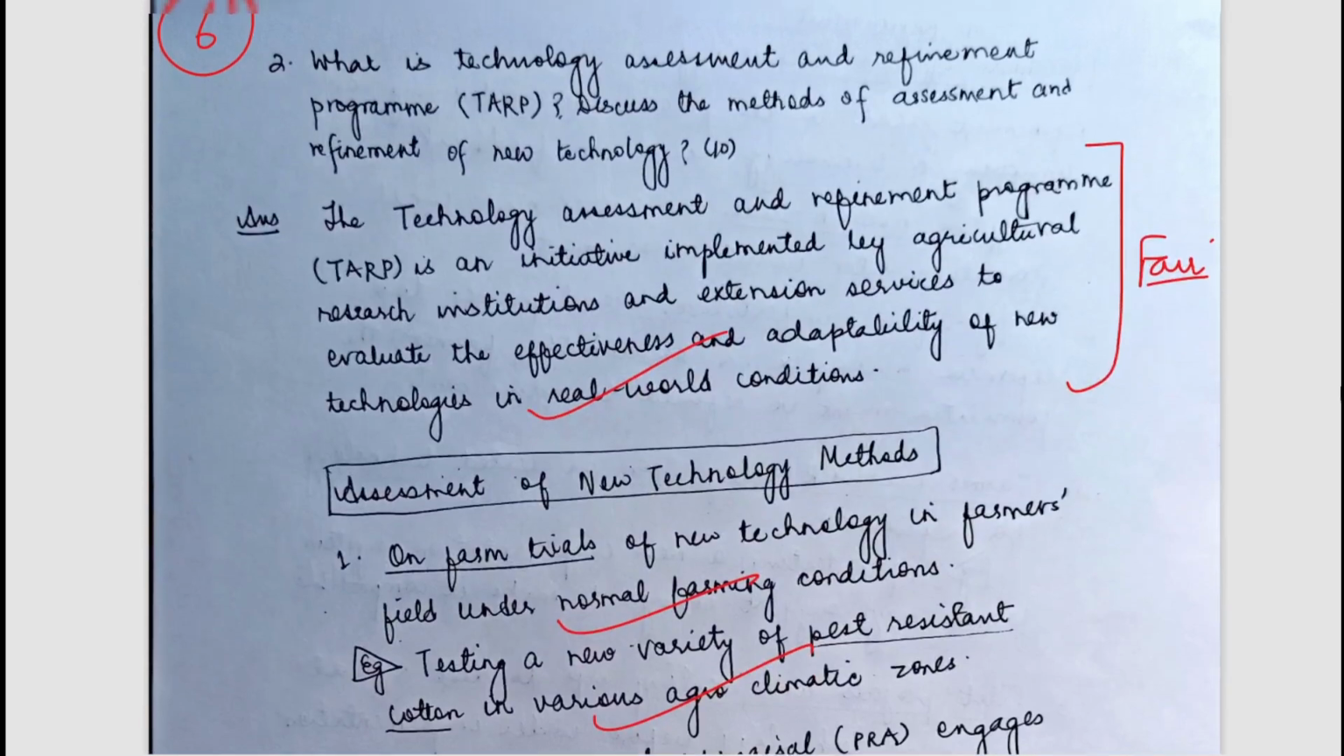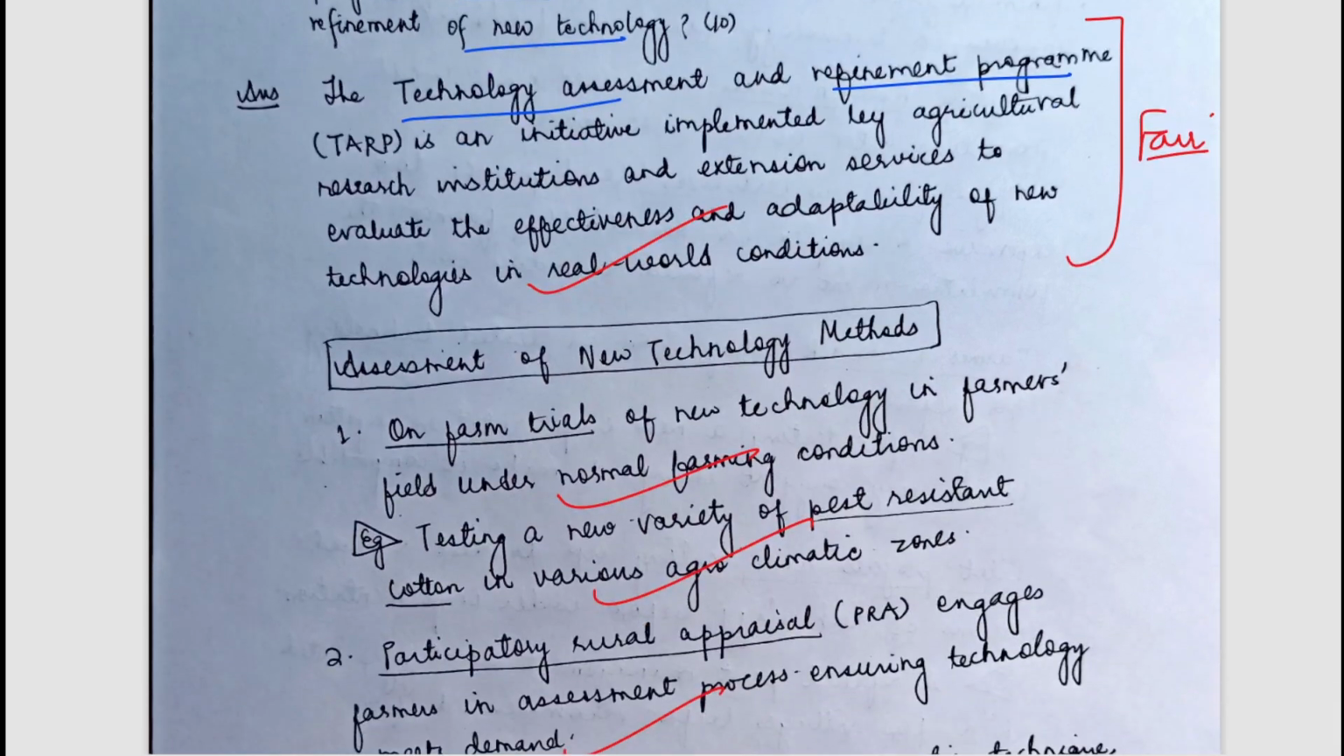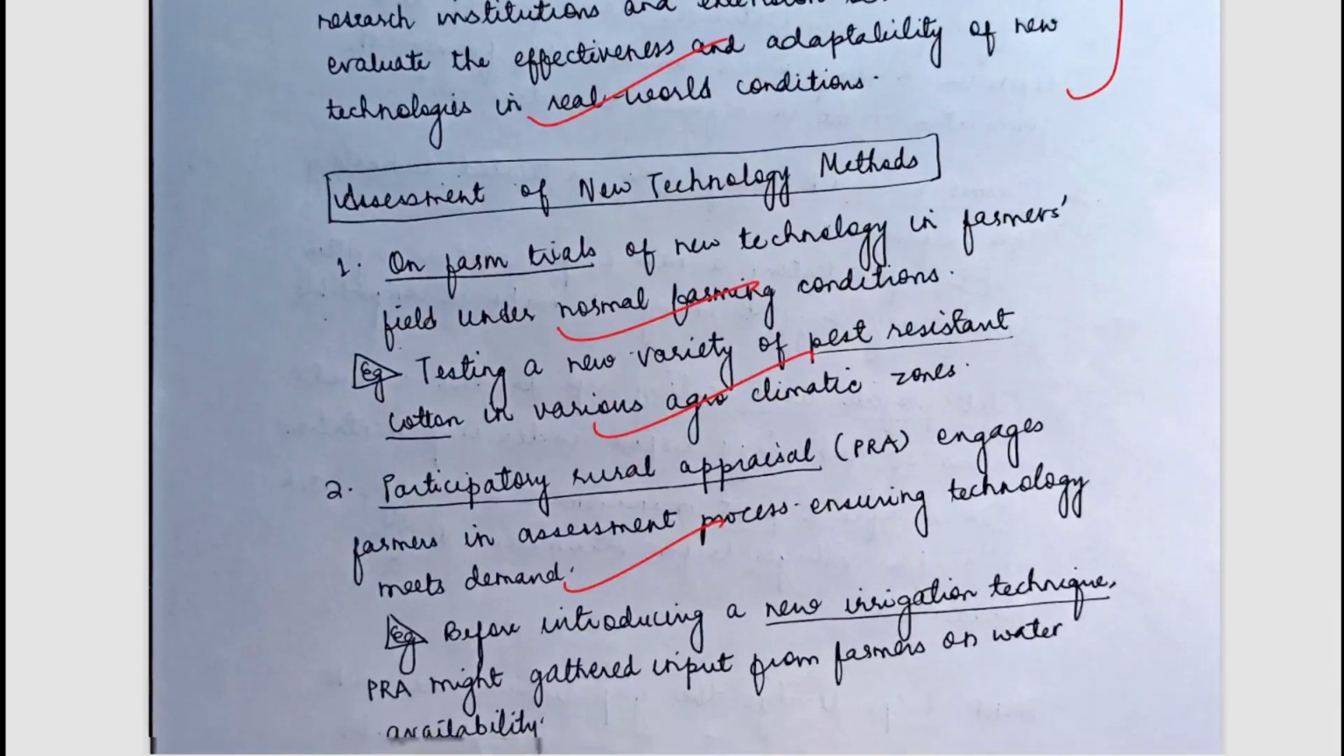The next question is, what is the Technology Assessment and Refinement Program, that is TARP? Discuss the methods of assessment and refinement of new technology. As the name suggests, Technology Assessment and Refinement Program, it is an initiative to enhance the technologies present in agriculture. As the name suggests, we have to assess the technology and refine it. Now, how can we assess the new technology?